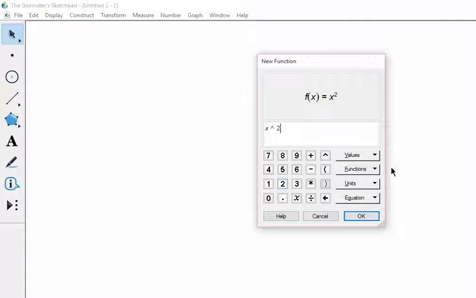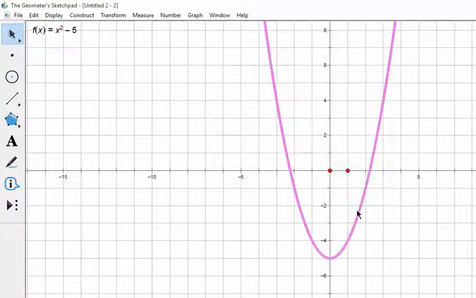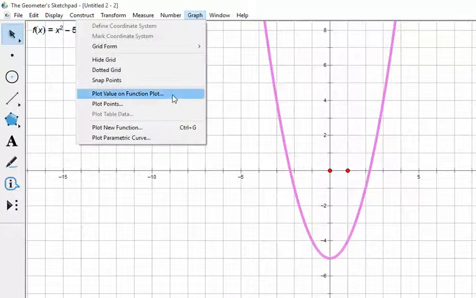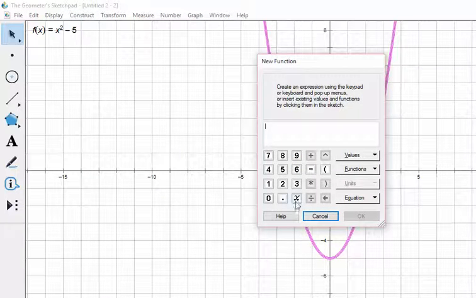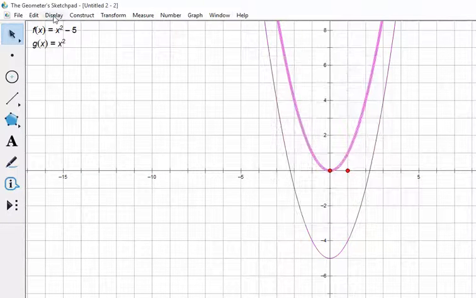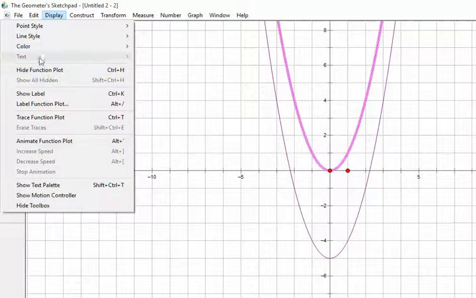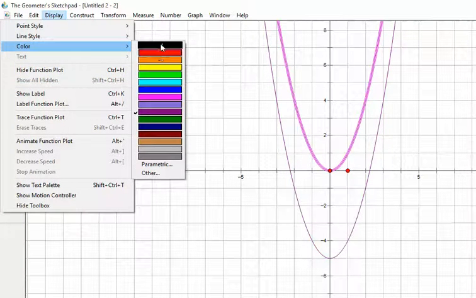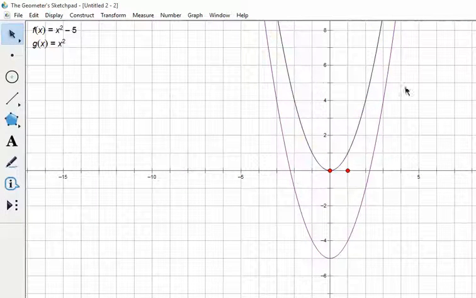I'm just going to make one up. X squared minus, I don't know, 5. So this is another quadratic, but it's going to look different. So now your question is, how did it look different? I'm going to plot the same one back on here, the parent function, x squared. And I'll turn that one's color to black. So the black one is y equals x squared, f of x equals x squared.